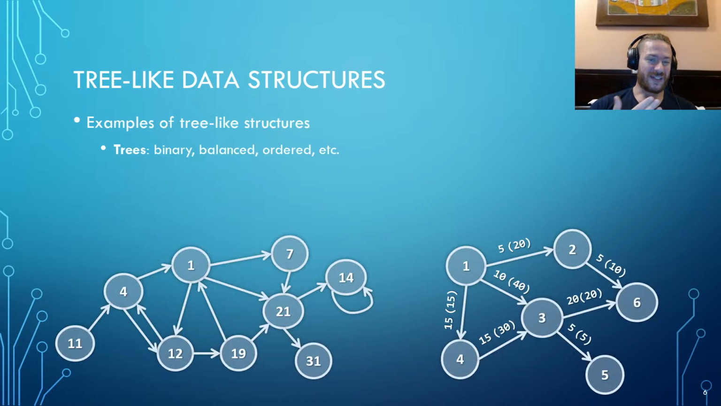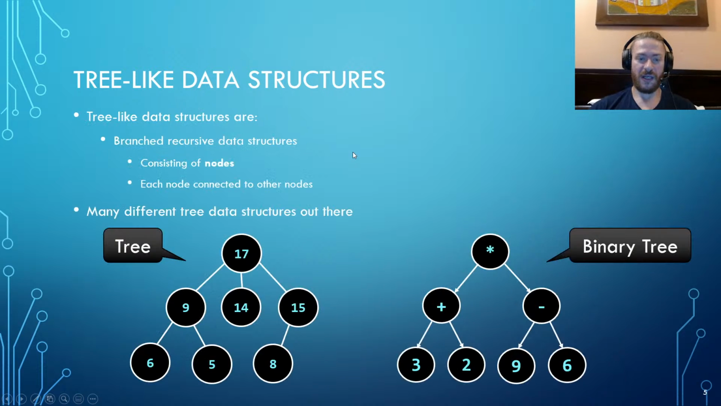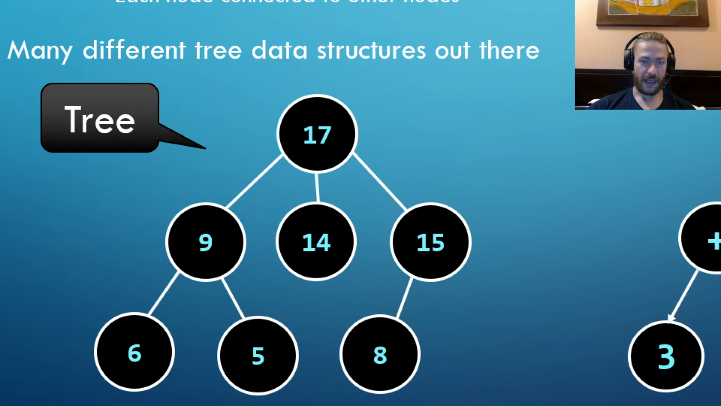What are the typical examples of tree-like structures? First, the tree. The normal tree looks like this, and it has a root node. It has a starting node. That's the first node in the tree. From there, we have children connected to it, just like here.